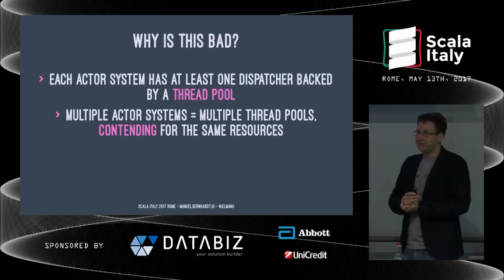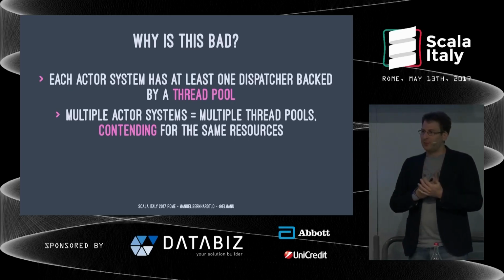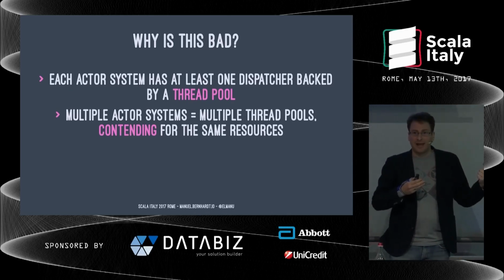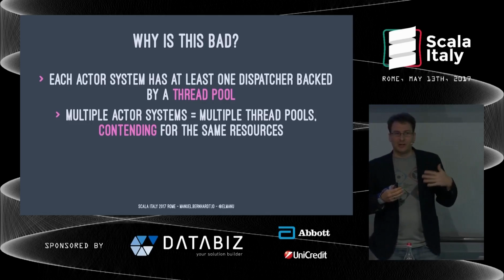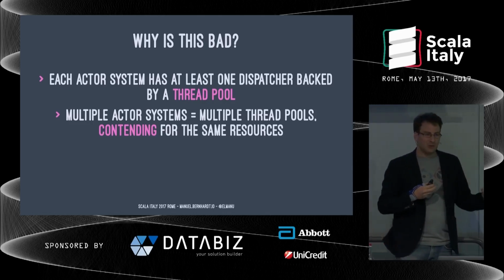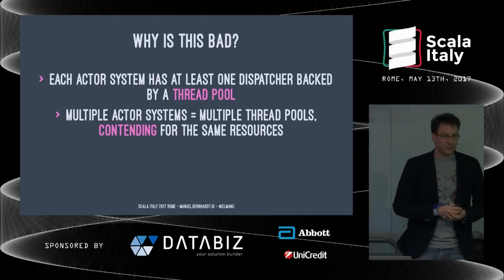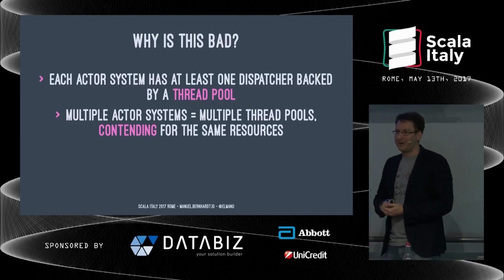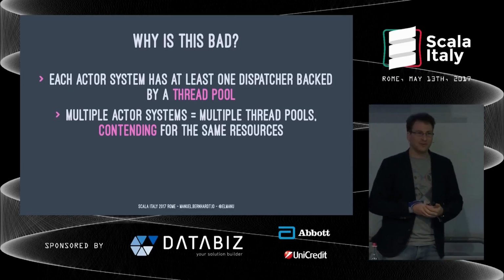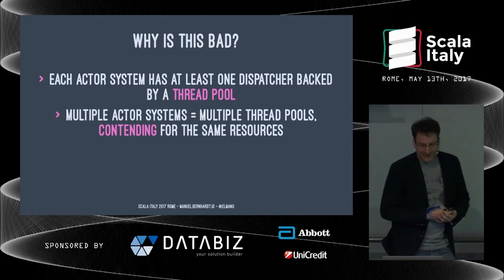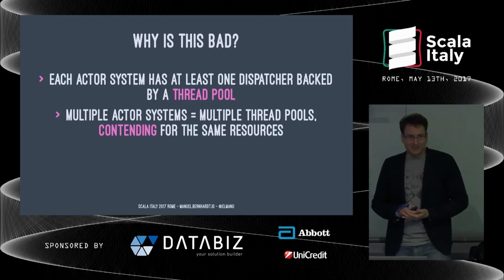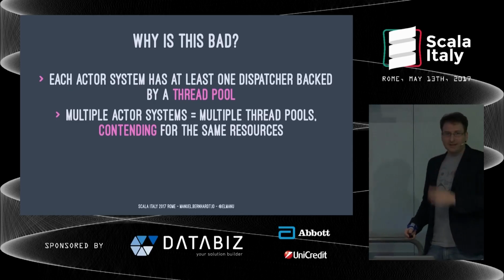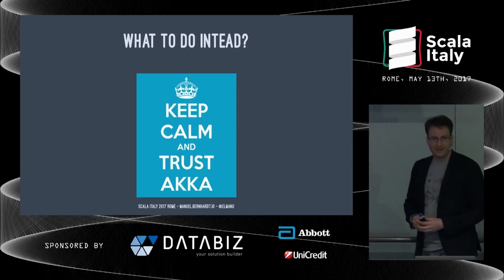Each actor system has a default thread pool attached to it. And thread pools are expensive. They cost memory, and they have threads. If you have 140 of them, you will end up with a lot of threads. You're going to beat Tomcat in the amount of threads that you have. And we all know that the execution model of Tomcat, which is based on one thread per request, is not so great when it comes to scaling. So that's not ideal. You're contending for the same resources on the machine. What to do instead? Keep calm and trust Akka.